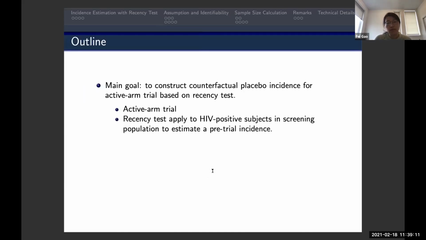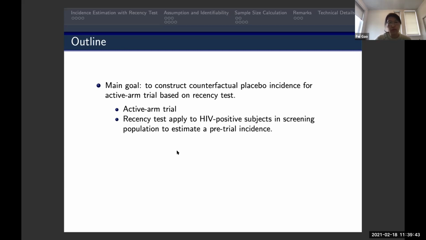The main goal of this talk today is to try to construct a counterfactual placebo incidence for active arm trials based on recency tests. Here we would like to emphasize this talk is focusing on active arm trials. That is, we're considering only trials with one arm, the active intervention whose efficacy we are interested in evaluating. Later on in the discussion, we'll briefly discuss how to extend it to the more commonly applied active control trial, where there's an additional active control arm in the trial.